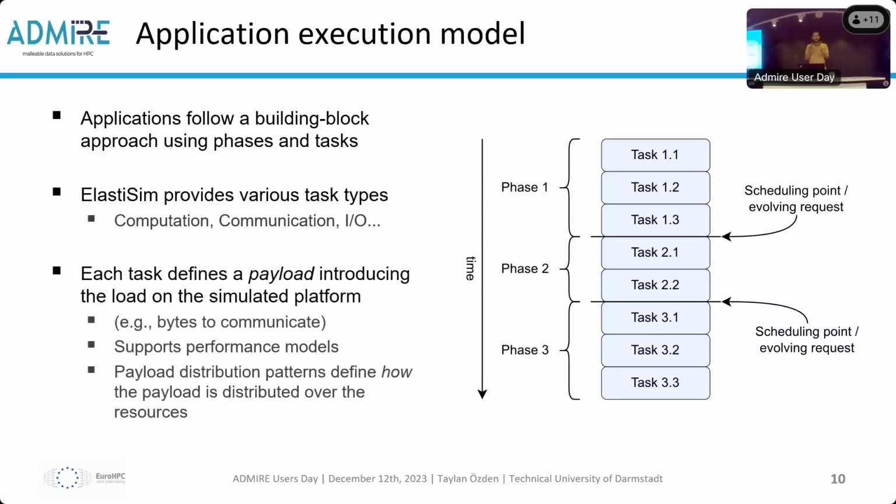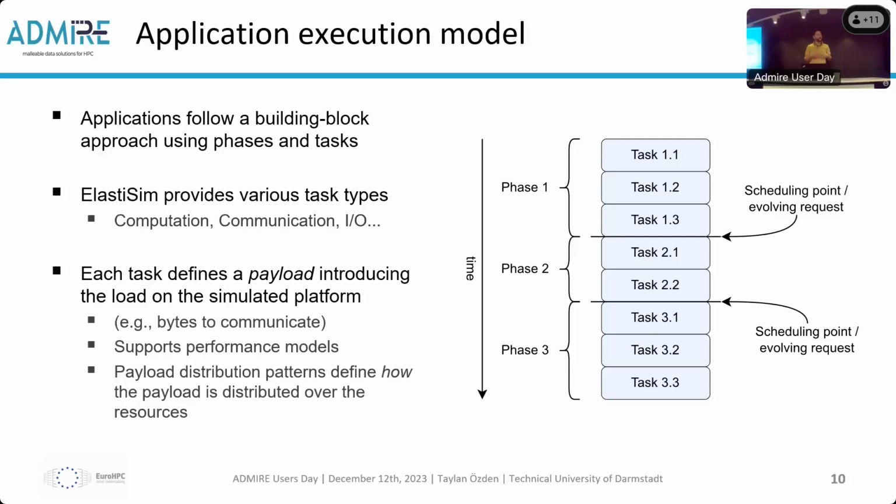Each of these tasks has a payload. This payload introduces the load on the simulated platform, and this might be something like bytes to communicate. In the payloads, you can use a performance model. You don't have to, but you can. In the end, these performance models essentially boil down to a single number. So you can describe the bytes to communicate or the bytes to write, and this will be evaluated during runtime.